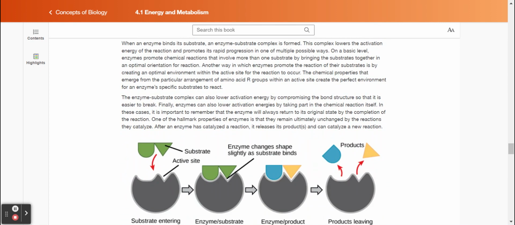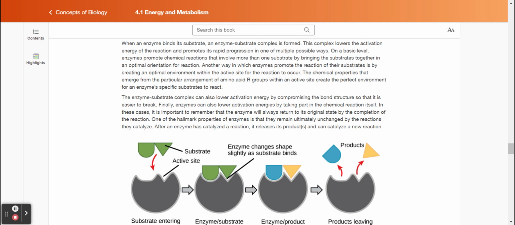When an enzyme binds its substrate, an enzyme-substrate complex is formed. This complex lowers the activation energy of the reaction and promotes its rapid progression in one of multiple possible ways. On a basic level, enzymes promote chemical reactions that involve more than one substrate by bringing the substrates together in an optimal orientation for reaction. Another way in which enzymes promote the reaction of their substrates is by creating an optimal environment within the active site for the reaction to occur.